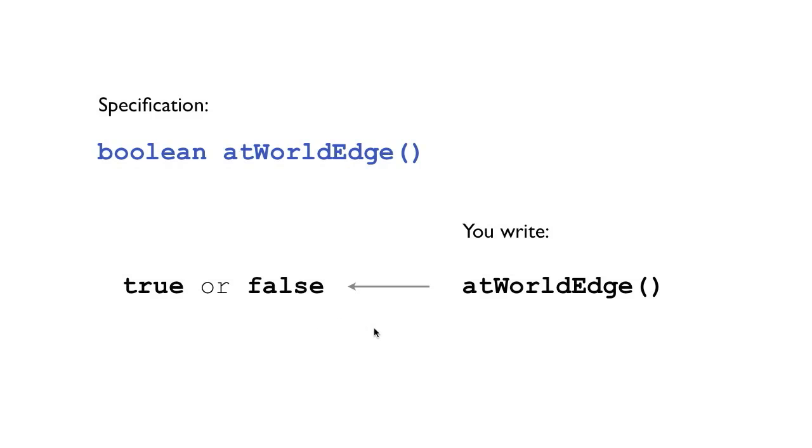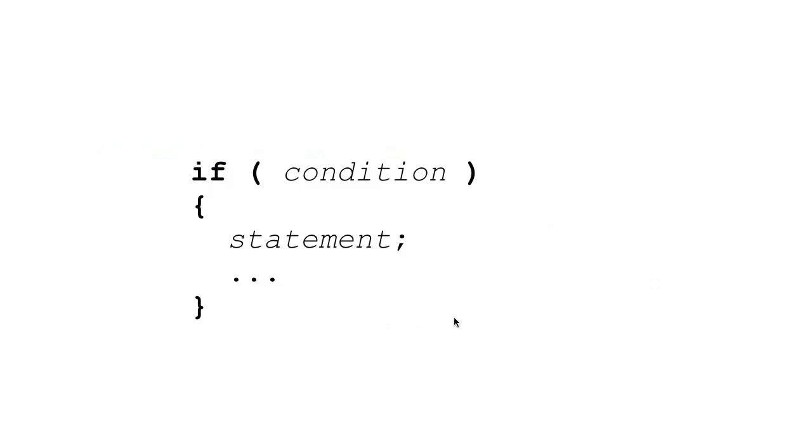The second thing to look at is an if statement. An if statement in Java looks like this. There is the word if, and then in round parentheses a condition, and then between curly brackets one or more statements.